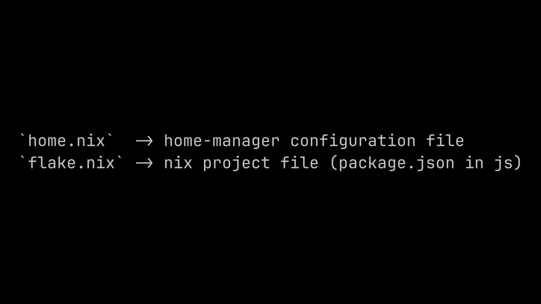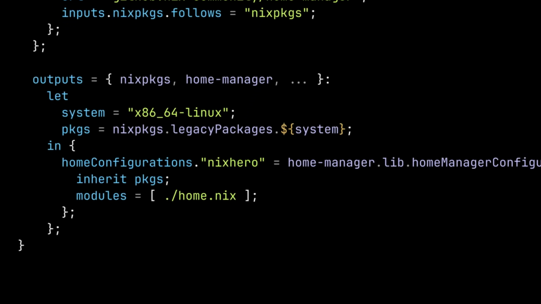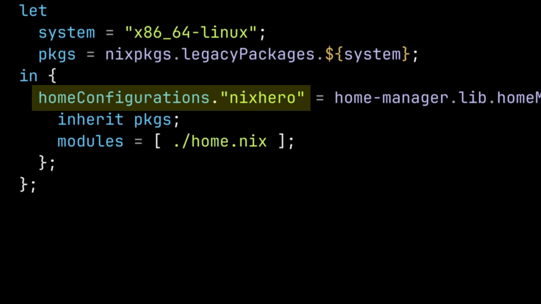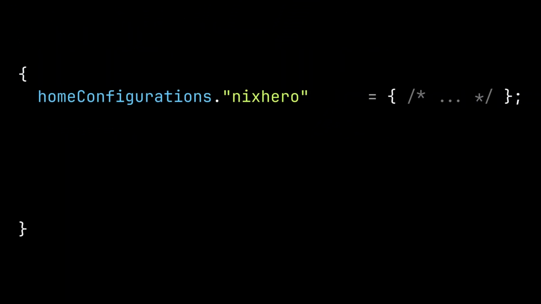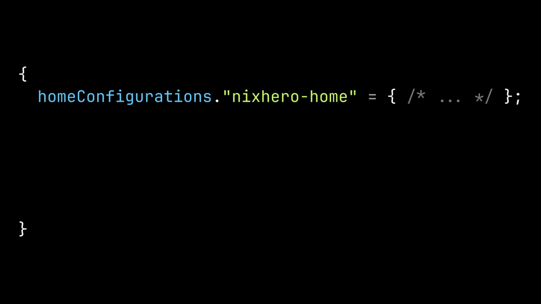So let's take a look at the flake.nix file. There are a lot of things going on in this file, but the important part here is the option named homeConfigurations.yourusername. In my case, it's homeConfigurations.nixhero. The name nixhero here was generated automatically by the init command, but the text inside these double quotes is actually the name of your Home Manager configuration. So you can assign any name you want and it doesn't have to be your username. So let's change this name to nixhero-home, for example.